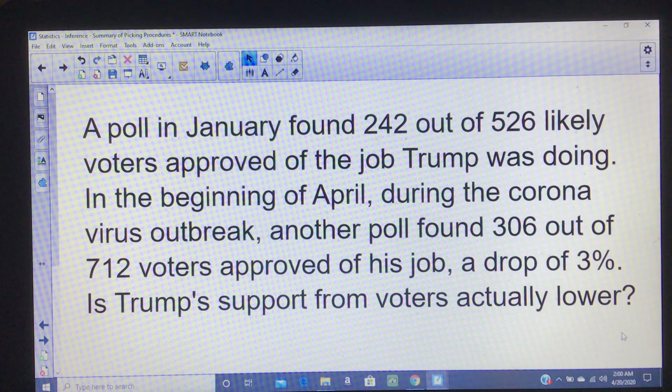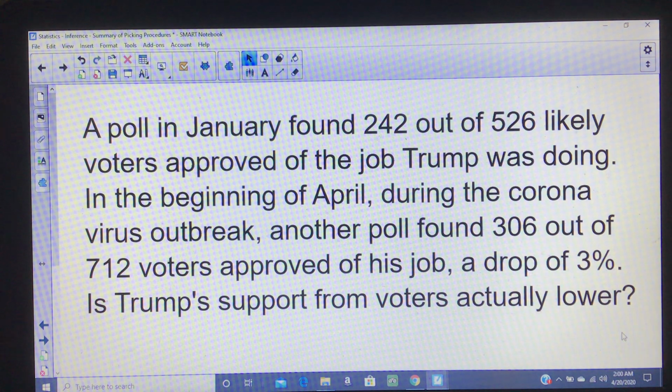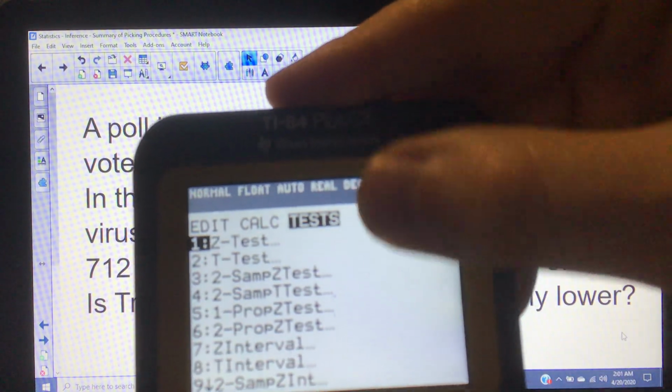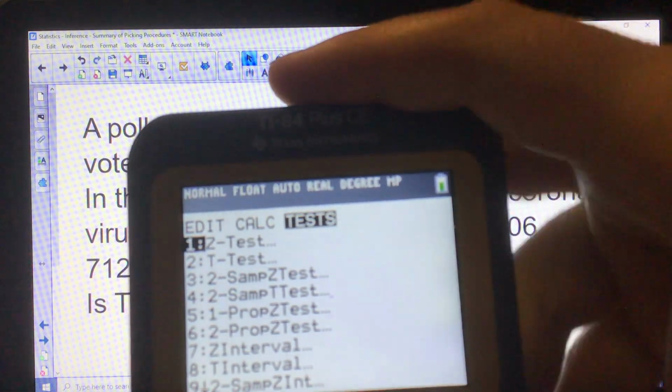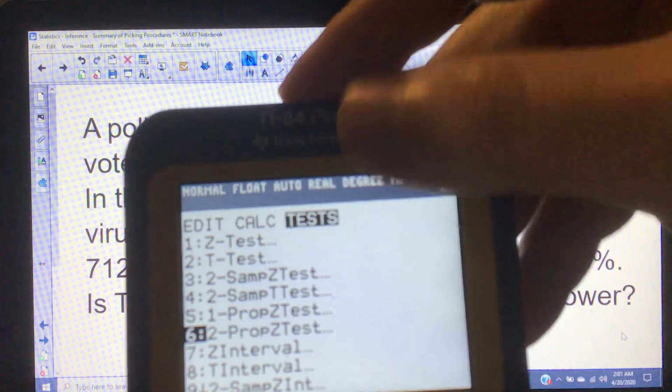Trump wants to know, does this mean that he actually lost support? So this is going to be a 2 proportion. And once again, I'm going to test if it's actually lower. So this is going to be a 2 proportion Z test. All right. So if I want to do a 2 proportion Z test in the calculator, good news is this one's better labeled. All the proportion ones are labeled. So if I want to do a 2 proportion Z test, once I've identified that's what I'm going to do, I'll go down to 2 proportion Z test.